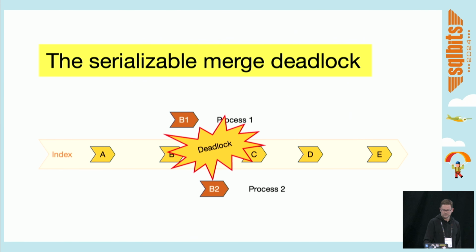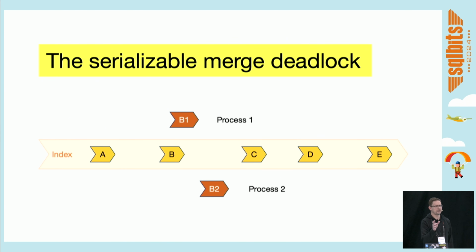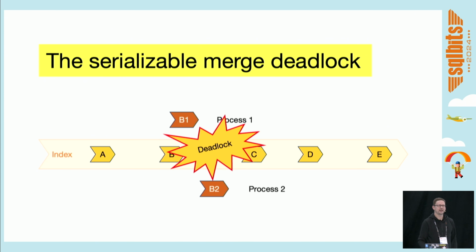So one of the fixes for that is to apply a hold lock hint to the merge statement, which forces a serializable isolation level. And that's what we're doing here. Why am I getting deadlocked when I'm inserting two rows that don't exist?